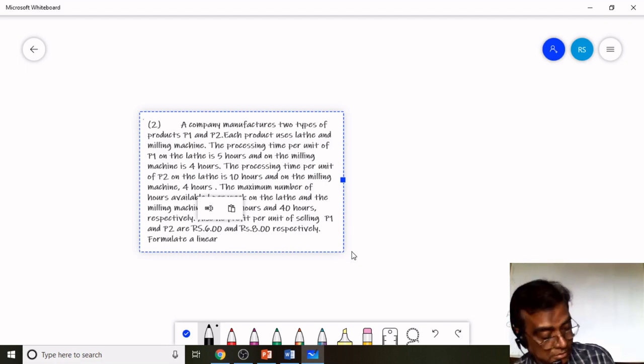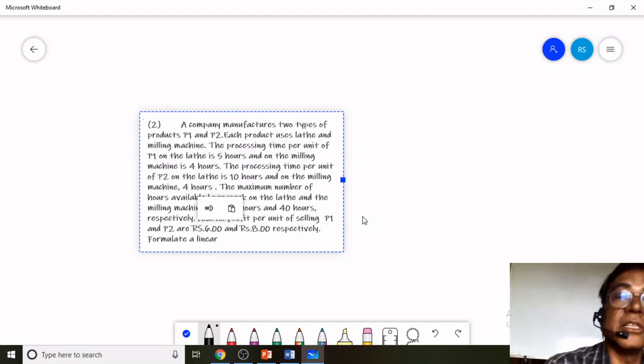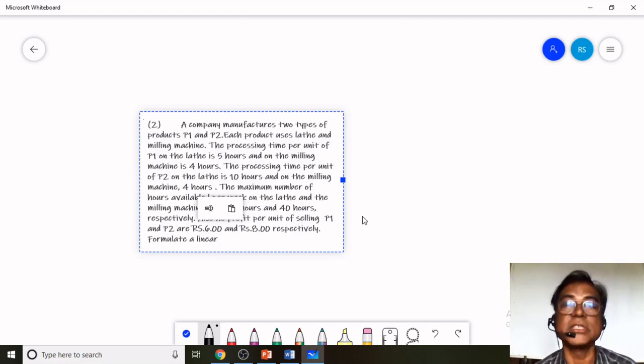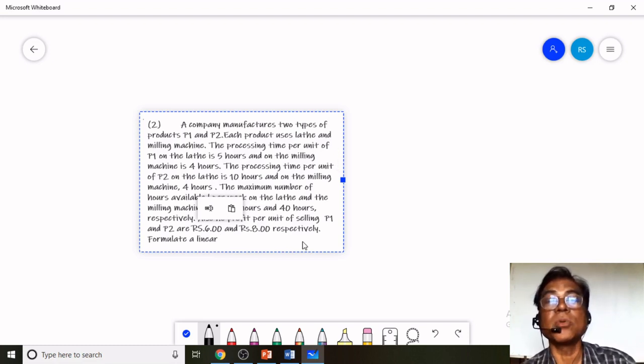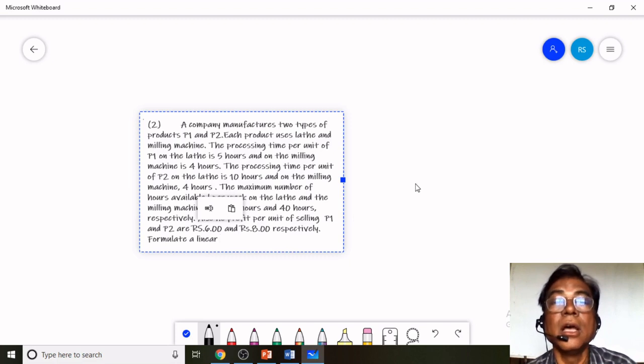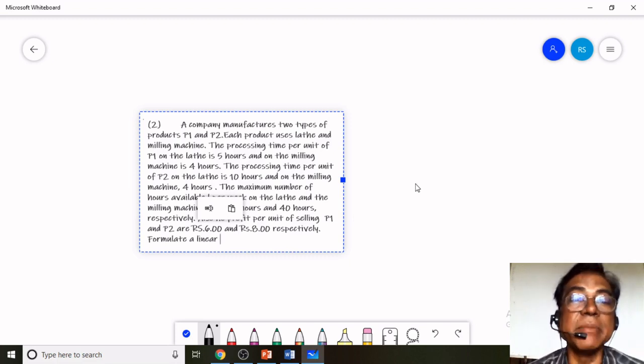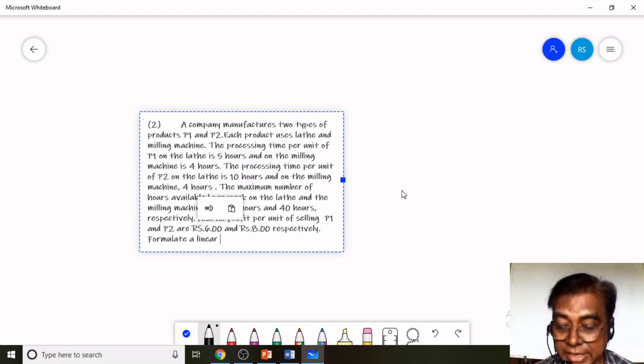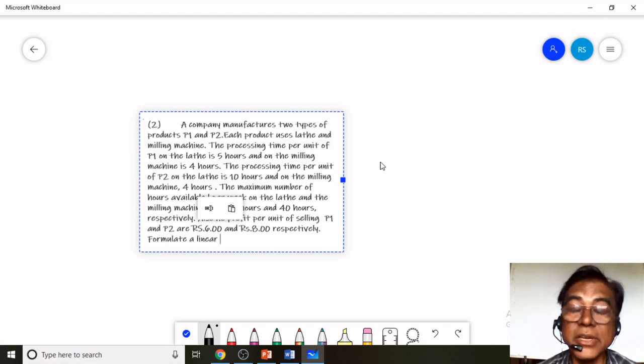Yes, come to the second. So dear student, please read this question. Once you know how to make equations: a company manufactures two types of products, P1 and P2. Each product uses the lathe and milling machines. So you always write here "machines", because this is a very, very important point.